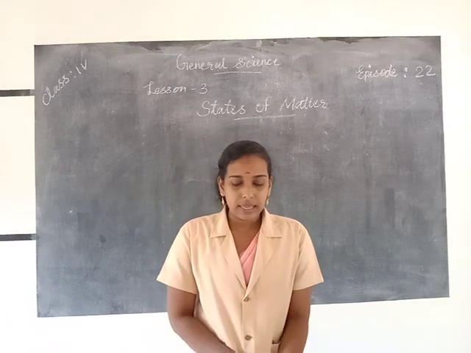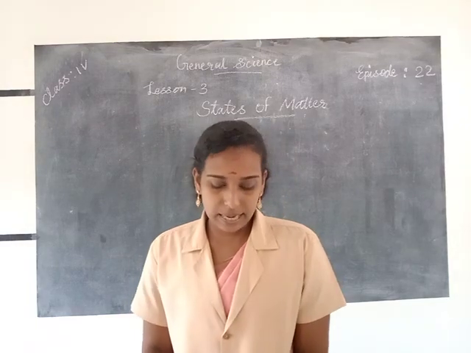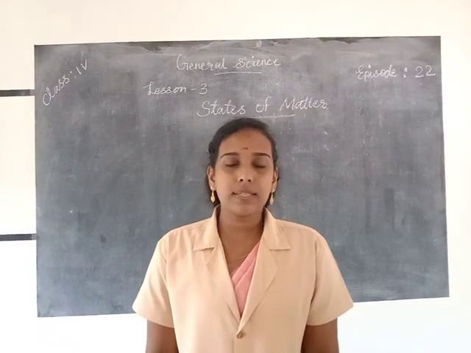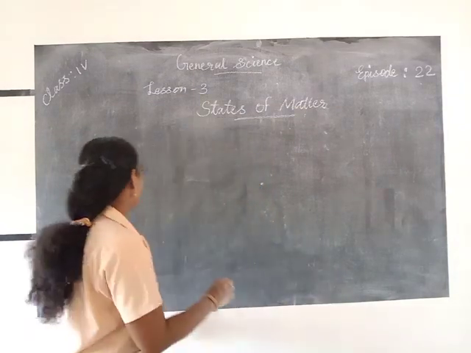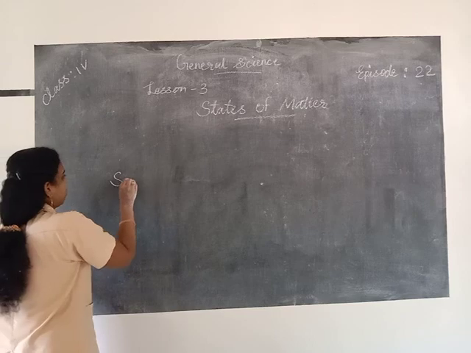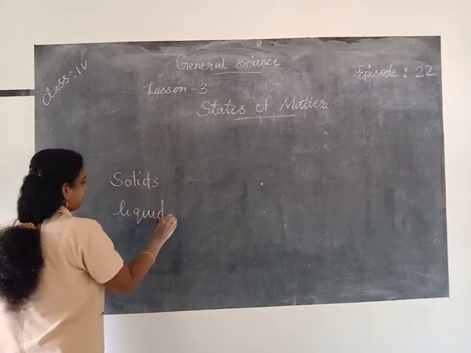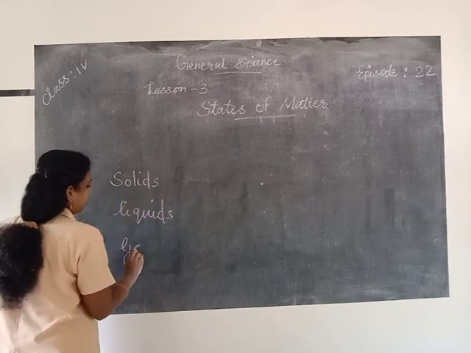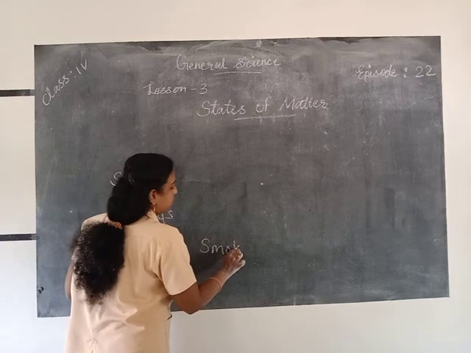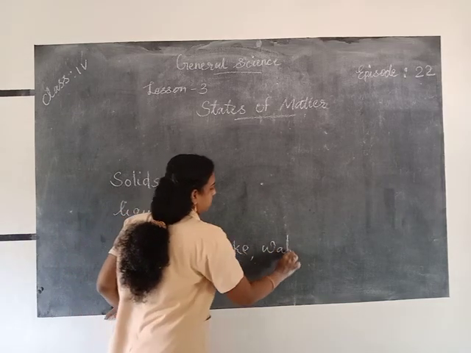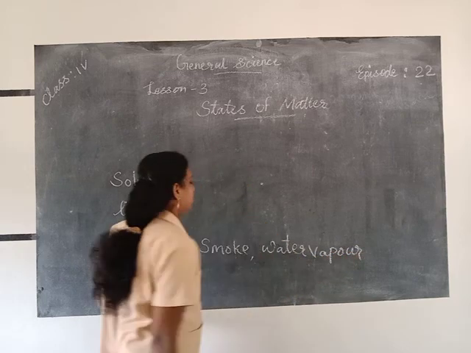So these are the things that we discussed today: matter and the three states of matter. Which are the three states of matter? Solids, liquids and gas. For example, gas, smoke, water vapor. These are examples of gaseous state.